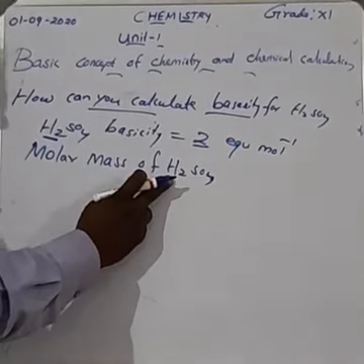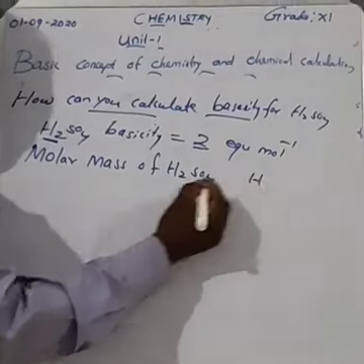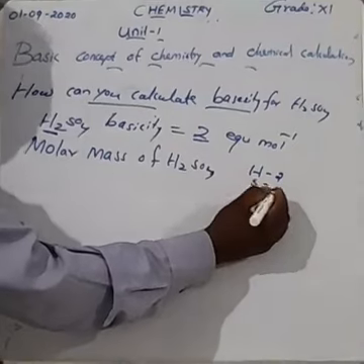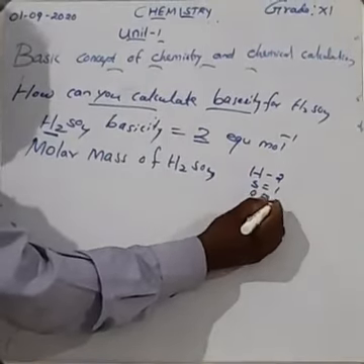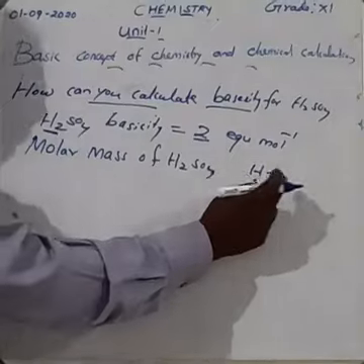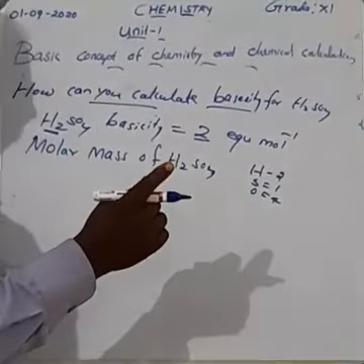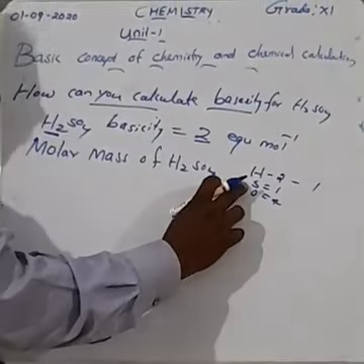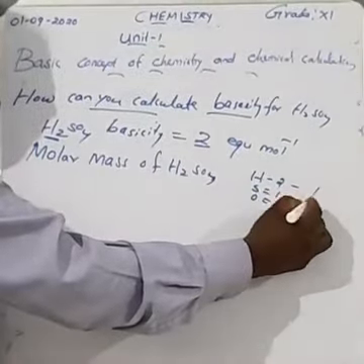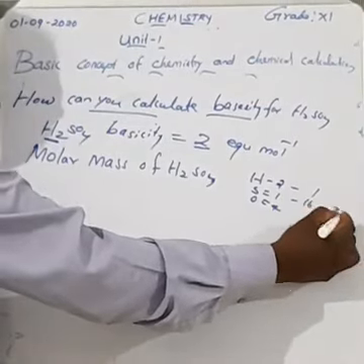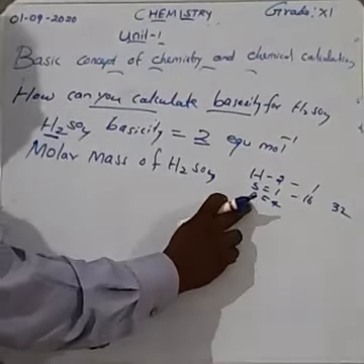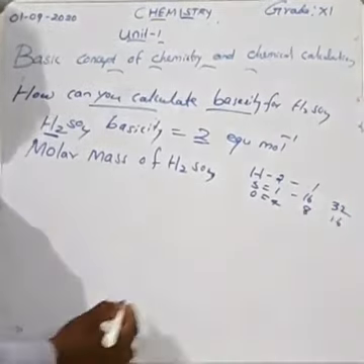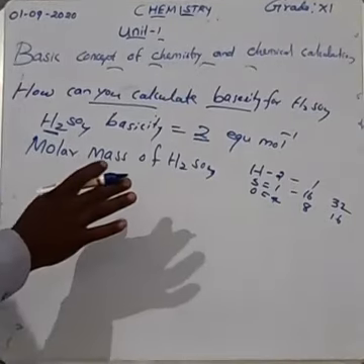Here, which elements are present? Hydrogen 2, sulfur 1, oxygen 4. Atomic number of hydrogen is equal to 1. Mass number of hydrogen is also 1. Atomic number of sulfur is equal to 16. Mass number is equal to 32. Atomic number of oxygen is equal to 8. Mass number is equal to 16. Clear? That's the value. Okay, we are calculating.